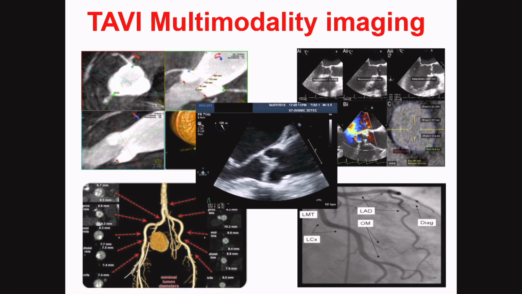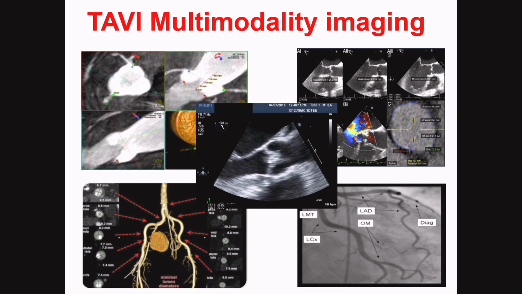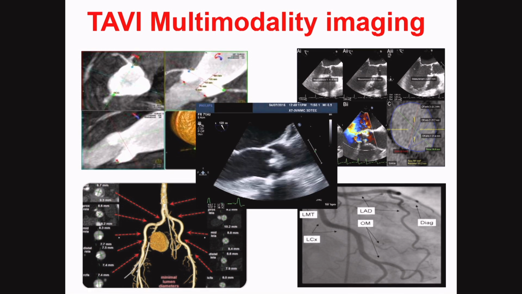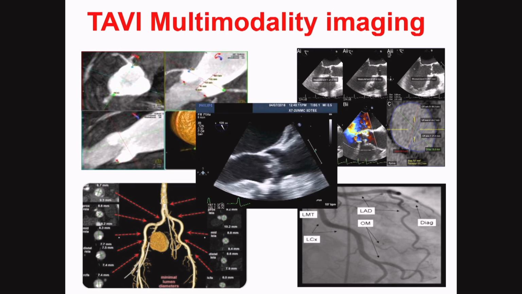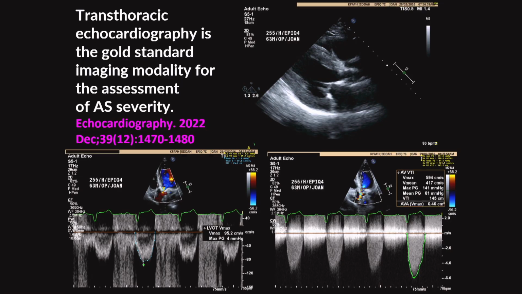Now, with the advances in TAVI and wide experience with it, of course, we need many modalities to get to the diagnosis and accurate selection of patients with aortic stenosis going for the TAVI. Still, up till now, transthoracic echocardiography is the gold standard imaging modality for the assessment of aortic stenosis severity. This is December 2022.